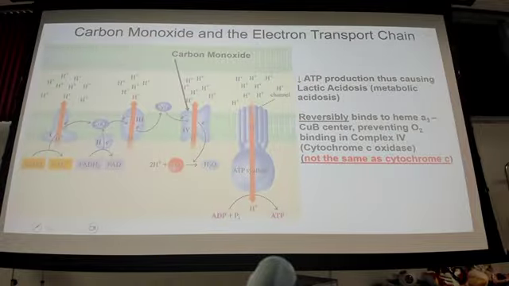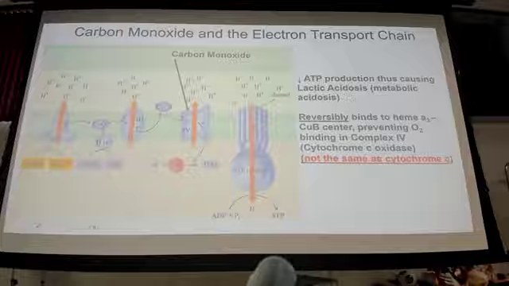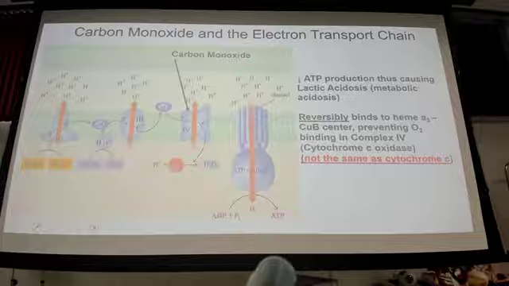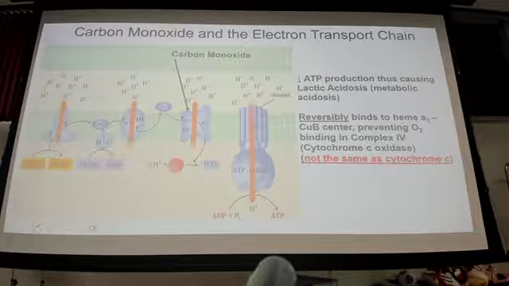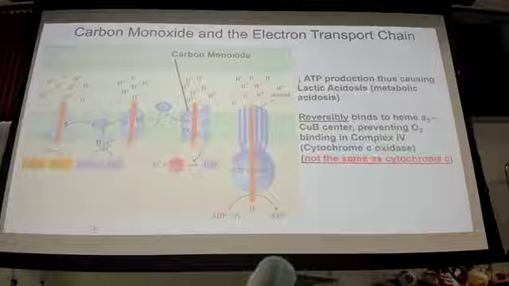So again, electron transport chain, complex 4. What this does, it reversibly binds to this interface between heme A3 and the copper center, and that prevents the water formation in this step of the electron transport chain. So this too will shift our metabolism to anaerobic metabolism, and of course ATP production will be reduced. Are there any questions?